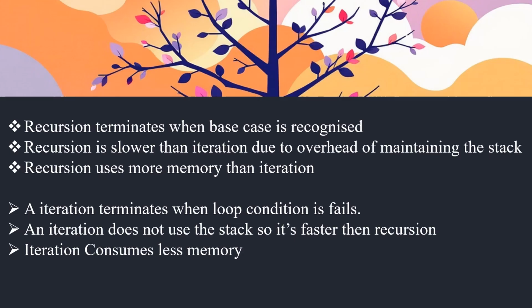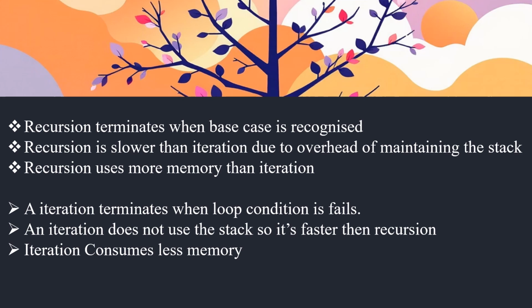So here is the difference between recursion and loop iteration. Recursion always terminates whenever the base case is executed, whereas a loop ends whenever we reach the ending limit. Recursion is slower than iteration because it maintains the stack. Iteration does not use the stack concept, so it is faster than recursion. So recursion uses more memory than iteration.